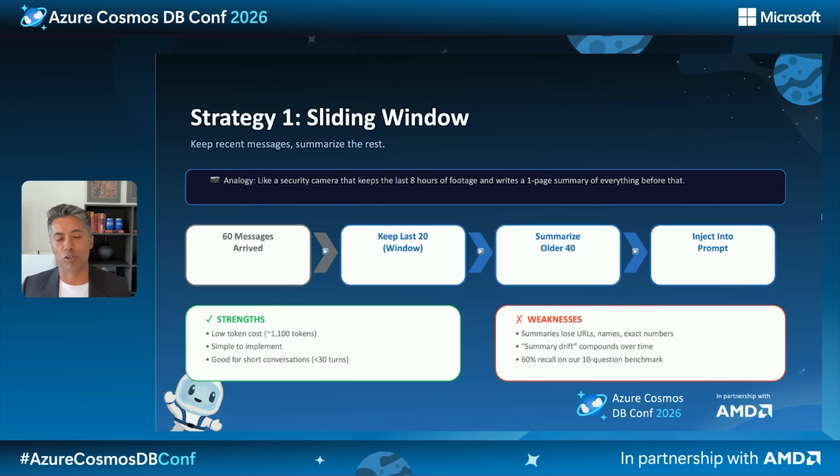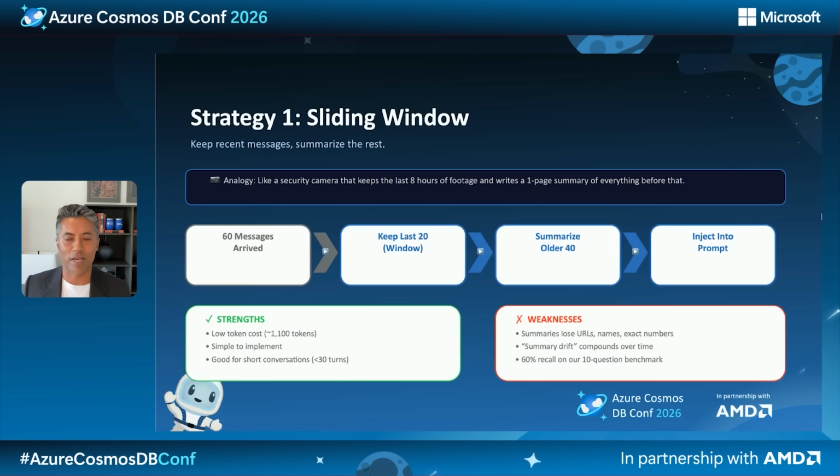Now, it's really easy to implement, and that's a strength, and it's also going to have a low token cost. In this case, roughly 1,100 tokens, and it's great for short conversations, especially less than 30 turns. And this is something to keep in mind. Just because it's great for that particular use case does not mean it's going to be great for another use case where we actually require a real world fact, even the one that was 100 turns ago or 1,000 turns ago. In that particular case, recall is going to be lower.